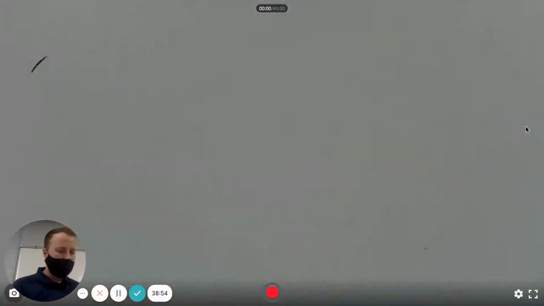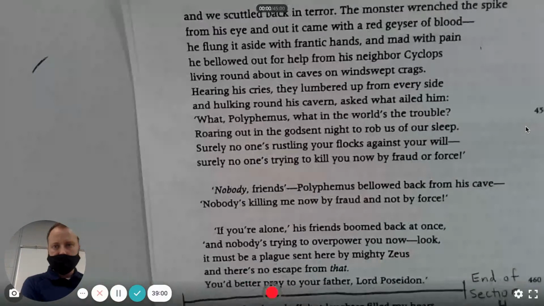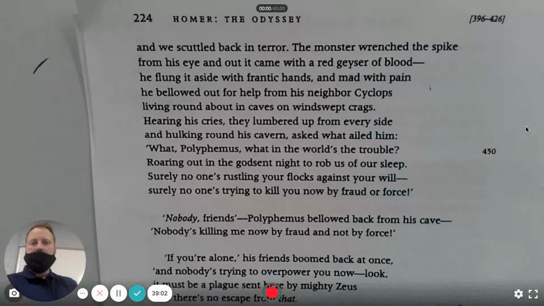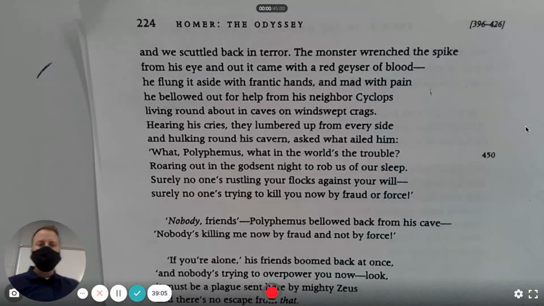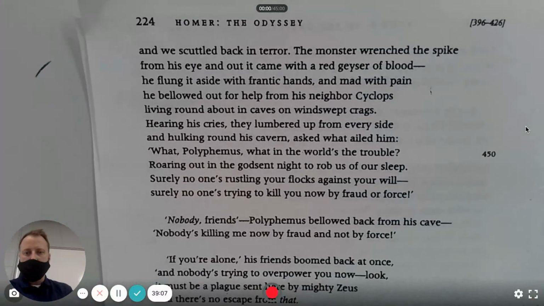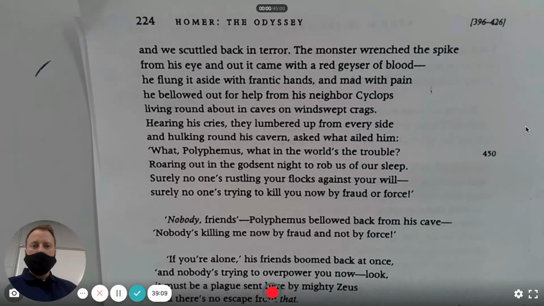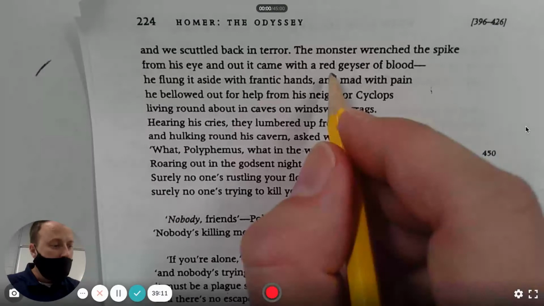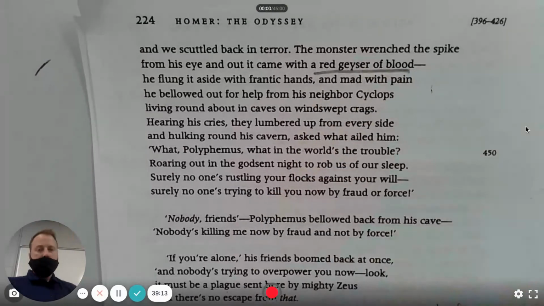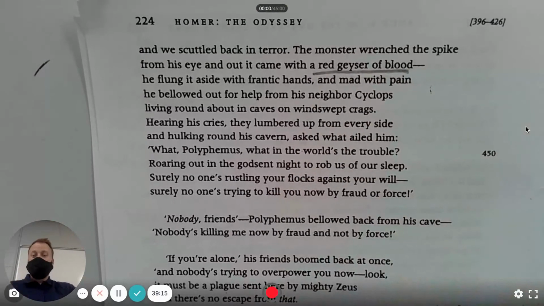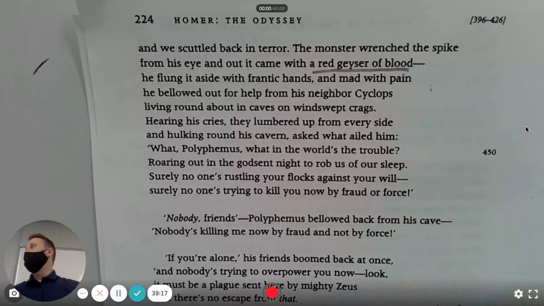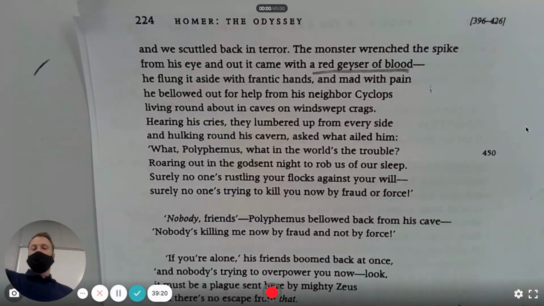All right, let's keep going. Flip the page. "And we scuttled back in terror. The monster wrenched the spike from his eye, and out it came with a red geyser of blood." So he's still bleeding, but maybe not as bad. But it says a red geyser. Some more imagery there, like a geyser of blood squirting out.